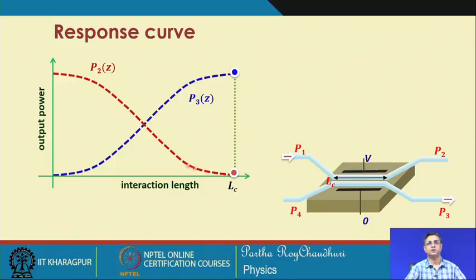The response curve, we have seen that it is a sine square, cosine square function. In the case of the optical directional coupler, at the switching point where L equal to L C, you have this point. So, the power is here, and at this L C, the coupling length, the power is this. So, the light can be switched back and forth just by applying this external bias voltage, which makes it a very useful device.